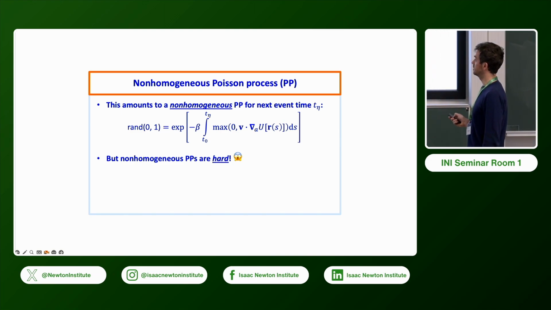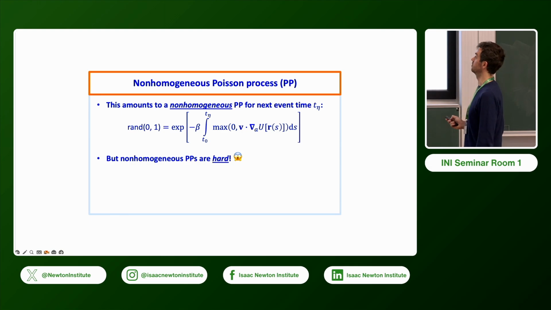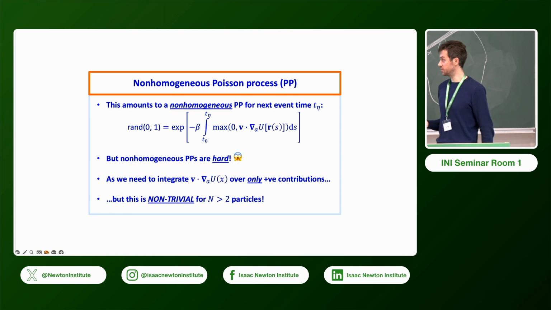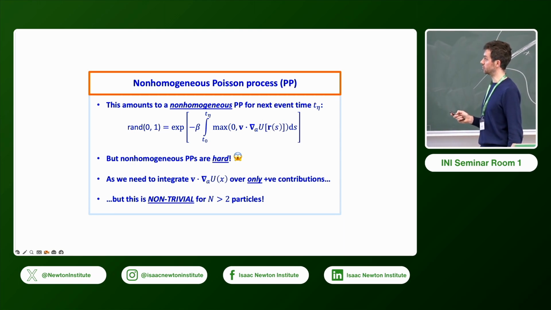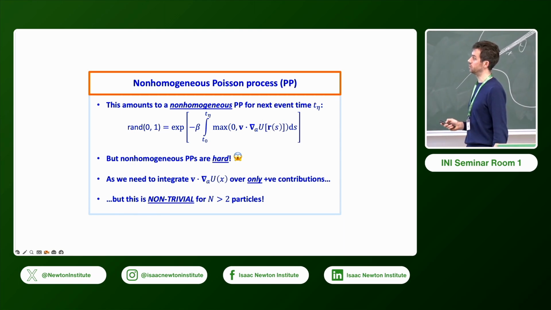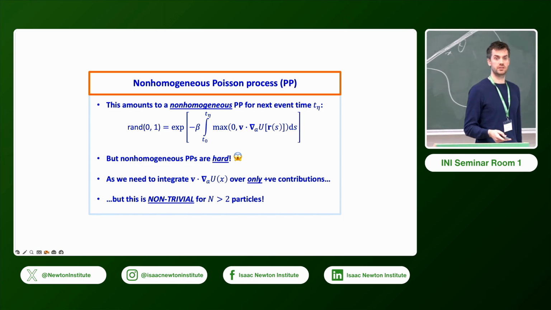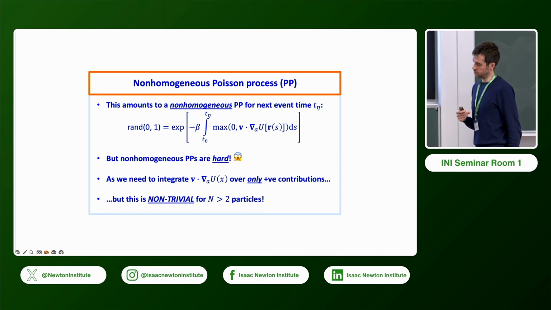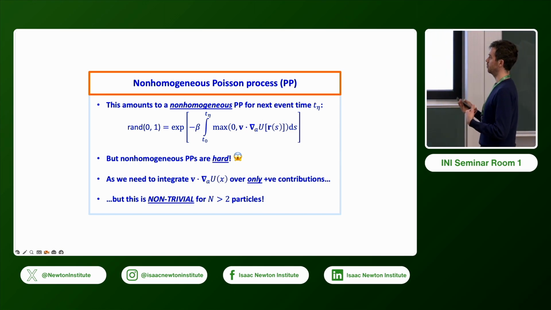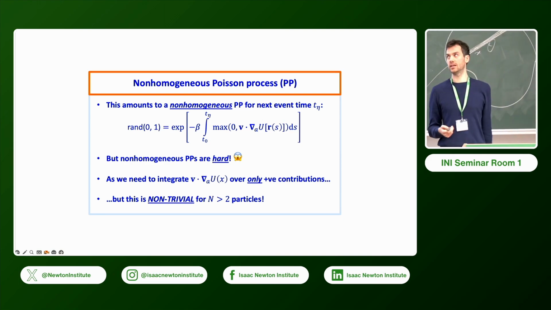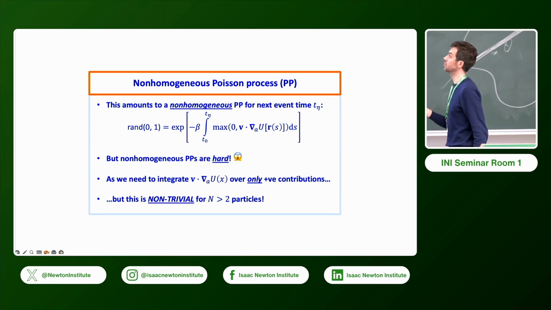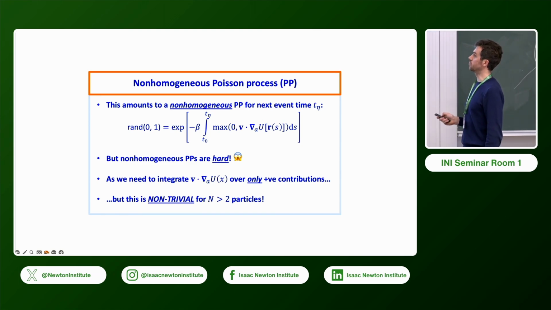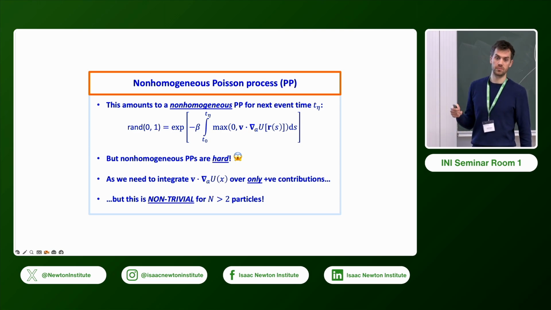But the problem is, as indicated by this emoji, it's just telling you how to feel. Sampling from a non-homogeneous Poisson process is typically quite hard. This is because we need to integrate this function, v dot grad of u, over only the positive contributions. If you have a two-particle system, this is typically not too difficult, because you can work out if you're going downhill or uphill, and you can work out where the next valley and top of the hill is. But as soon as you have multiple components in your potential u, which is what happens when you have multiple particles, then it becomes very challenging to work out these things.